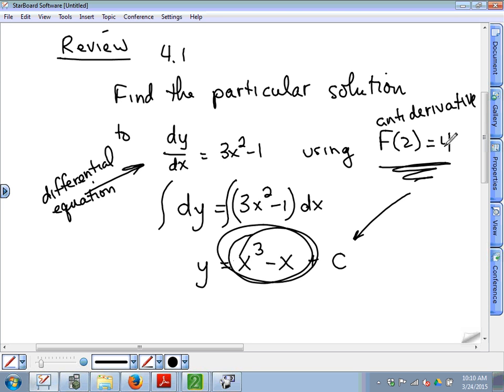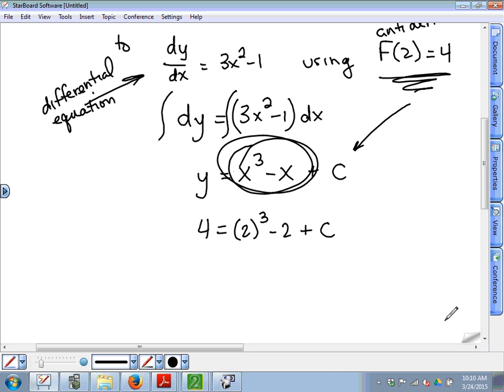Remember doing problems like this? So 4 is equal to 2 cubed minus 2 plus c. You plug the initial condition into the antiderivative. It's kind of like finding the y-intercept. 2 cubed is 8 minus 2 is 6. Subtract 6 from 4: negative 2. You get c equals negative 2. So now your antiderivative turns into x to the third minus x minus 2.